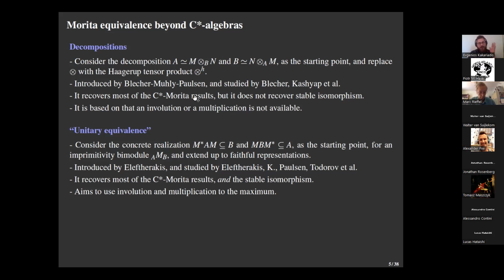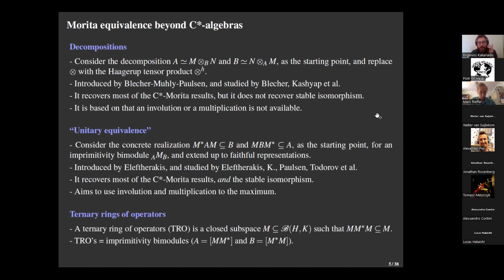I should say that one of the first steps, with Blecher, Muhly, and Paulsen, and with Eleftherakis, was to do it for non-self-adjoint operator algebras, and also check the weak-star versions of these objects. Okay, so dual operator algebras. And I think that was mentioned in some talk about Morita equivalence.